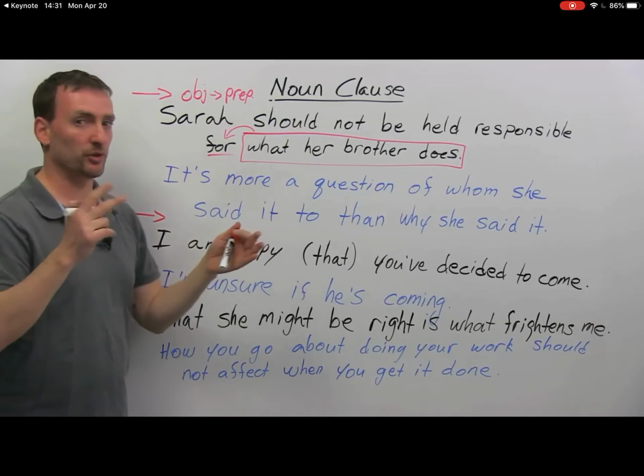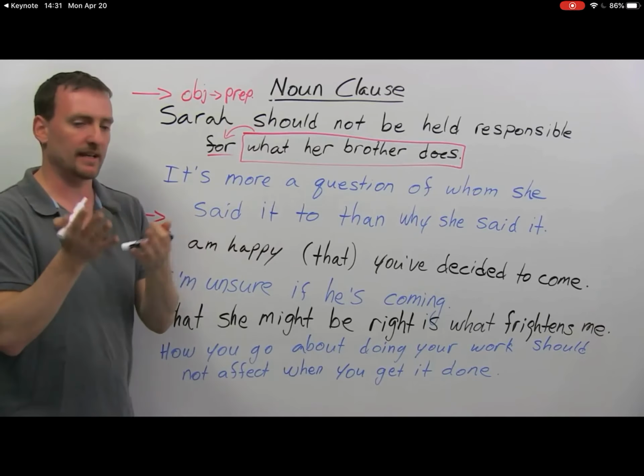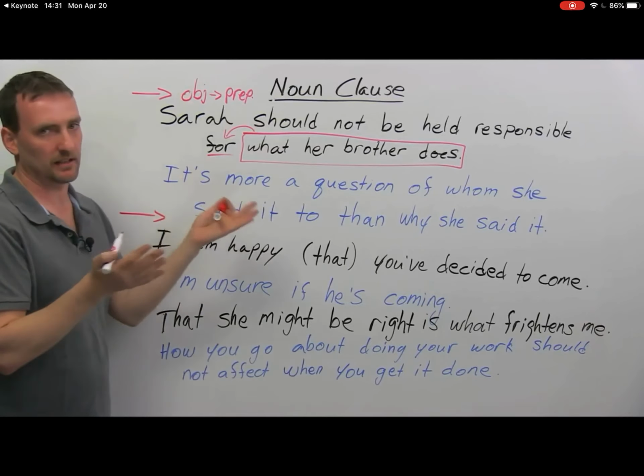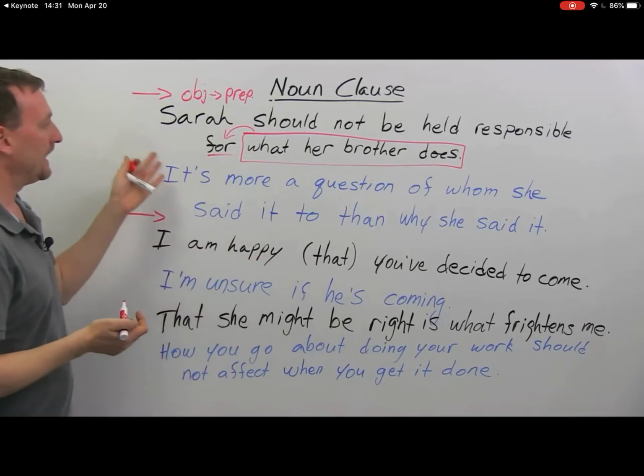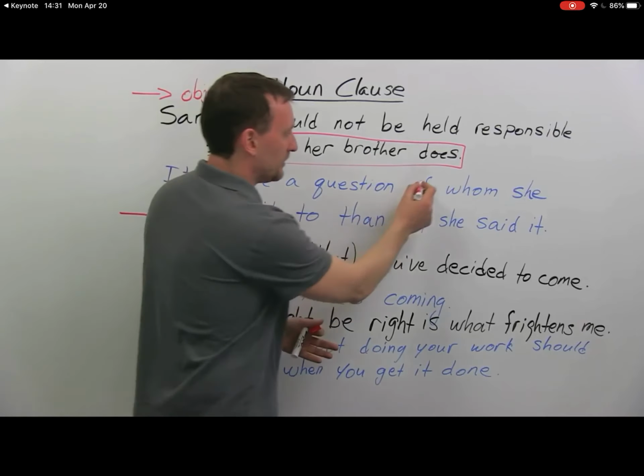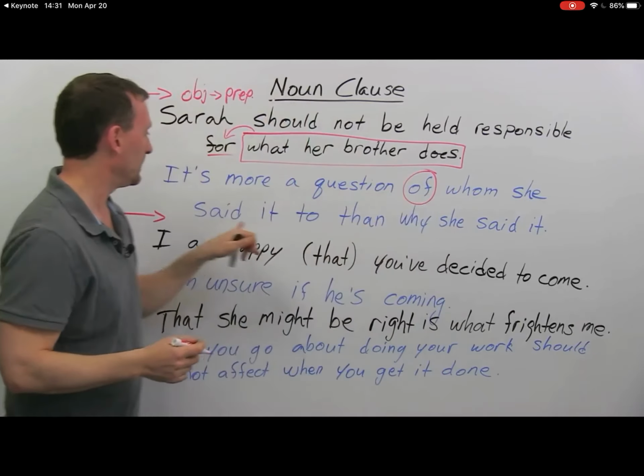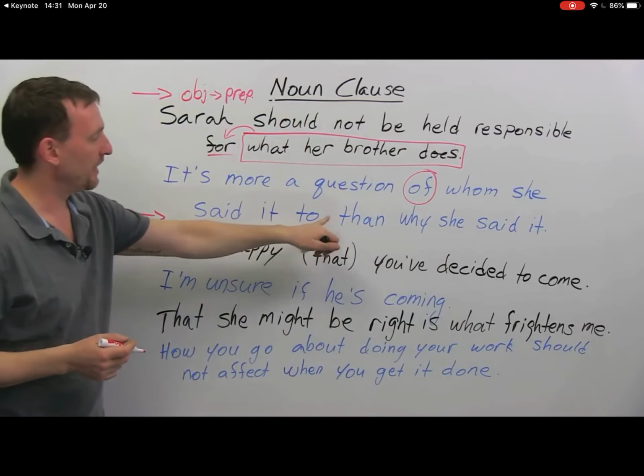And here I'm going to have two. So sometimes, remember, a sentence can have many objects. Just like a noun clause can be used many times. It's more a question of your preposition. So here's your preposition: "Of whom she said it to."